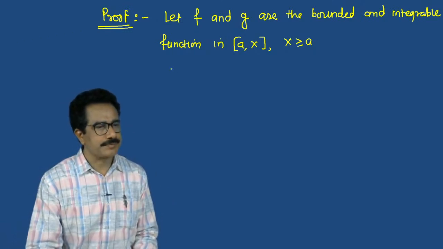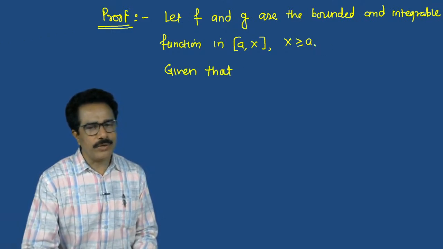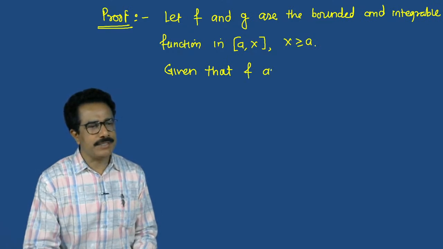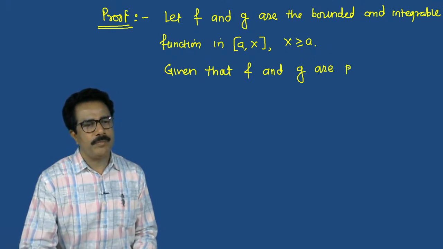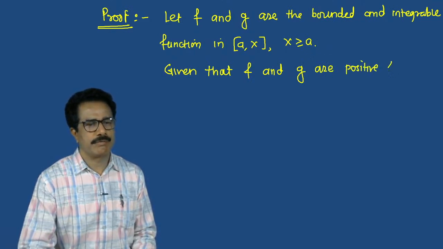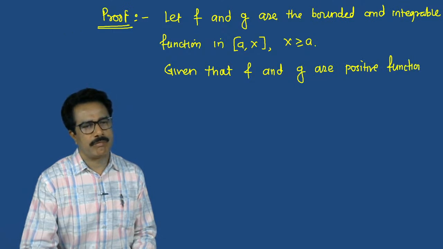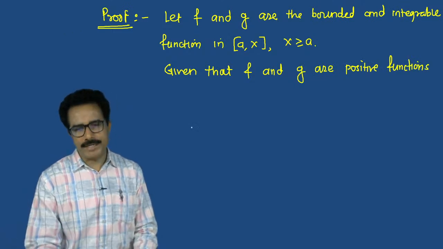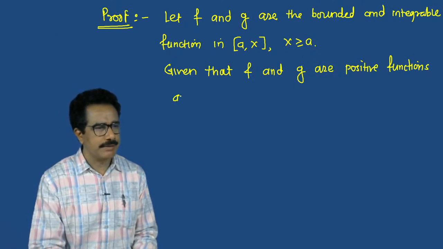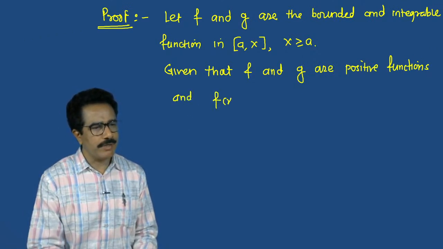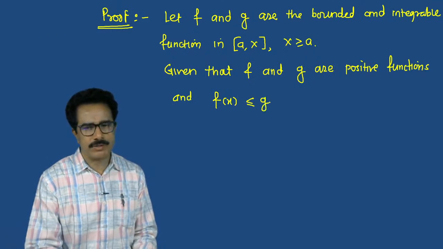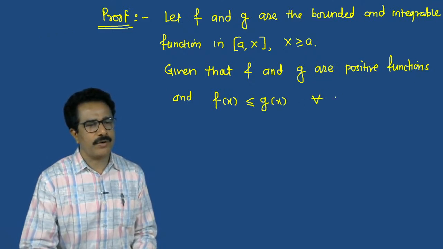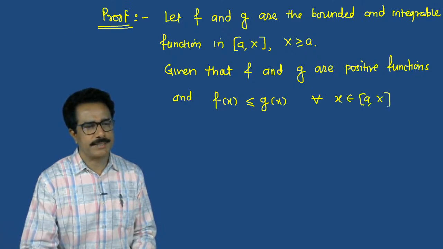Given that, what we have given: f and g are positive functions, and also we have given f of x is less than or equal to g of x for all x belonging to the closed interval a comma X.